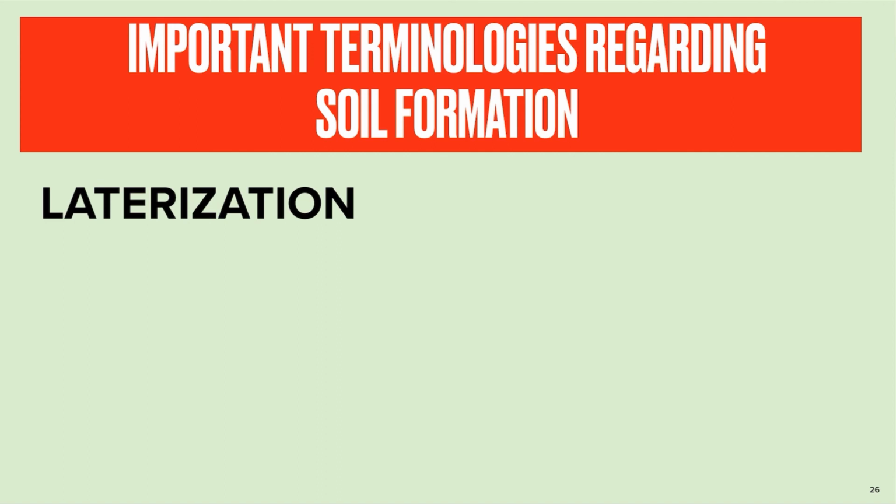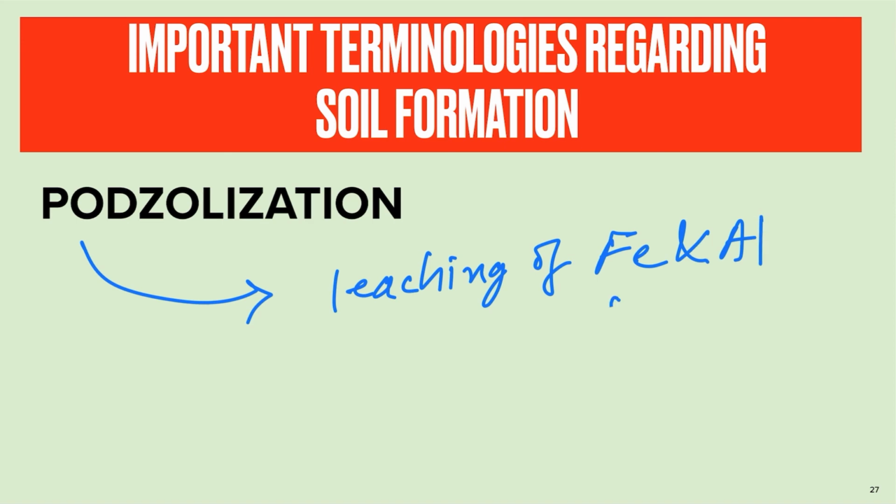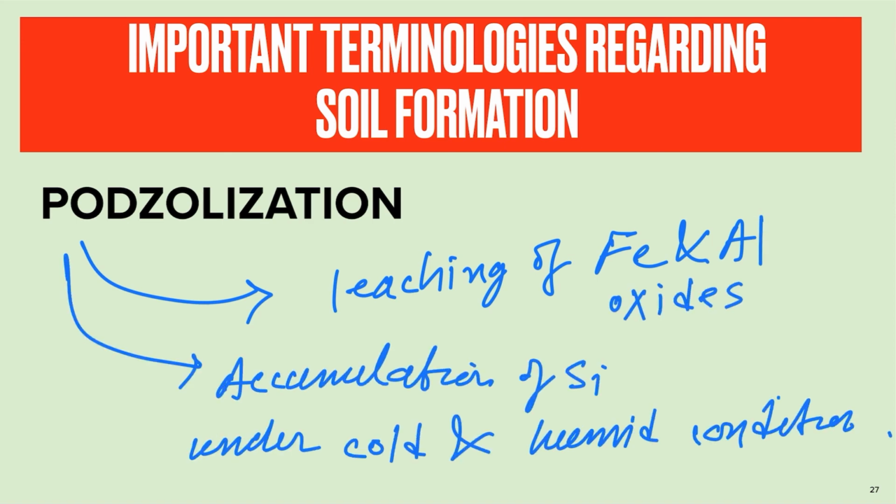Now the next important terminology is laterization, and its opposite is also important. In laterization, silicon leaching happens. Silicon leaches, and whenever silicon leaches, accumulation of iron and aluminum oxides happens. This process is called laterization, and it happens in warm and humid climates. Its opposite is podzolization, where accumulation of silicon happens, and whenever there is accumulation of silicon, there is leaching of iron and aluminum oxides, and this happens in cold and humid regions. So podzolization and laterization are just opposite. You just remember that laterization is the leaching of silicon, and whenever there is leaching of silicon, there is accumulation of iron or aluminum oxides.